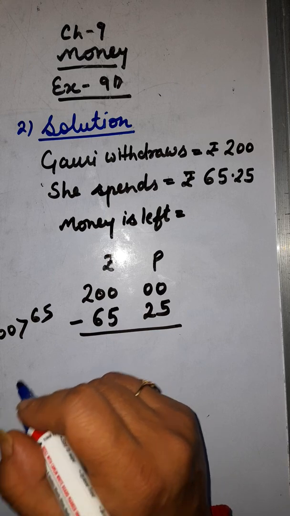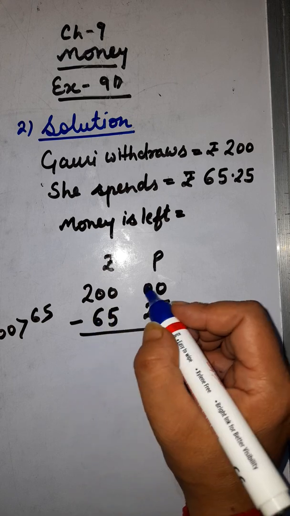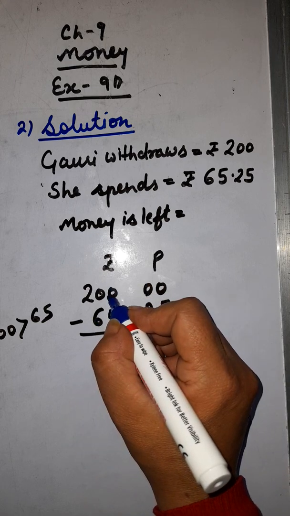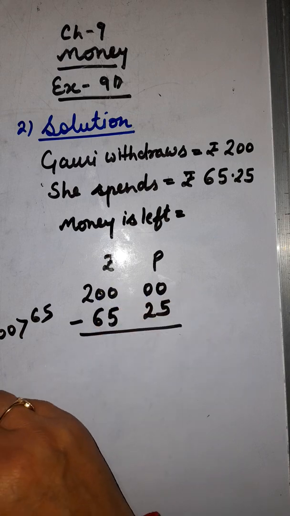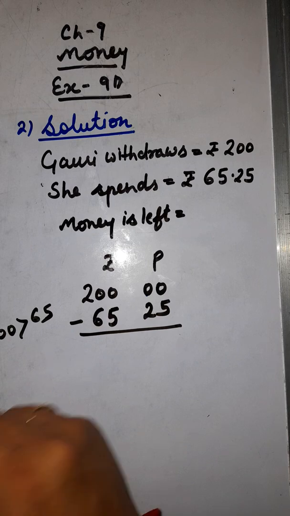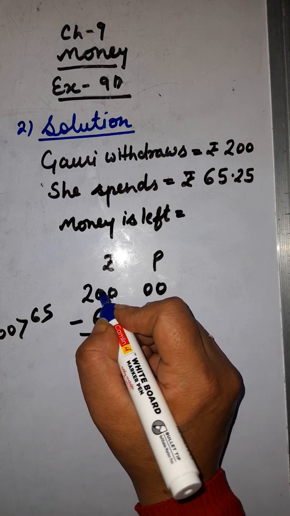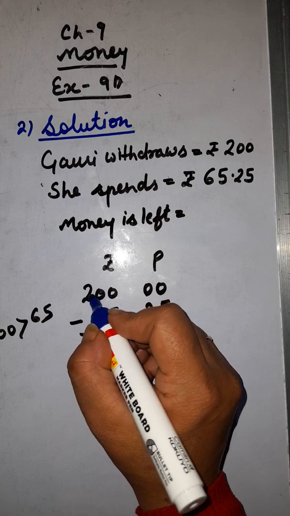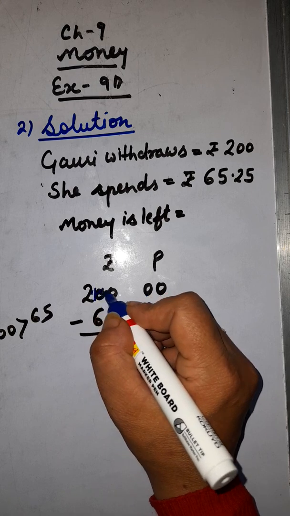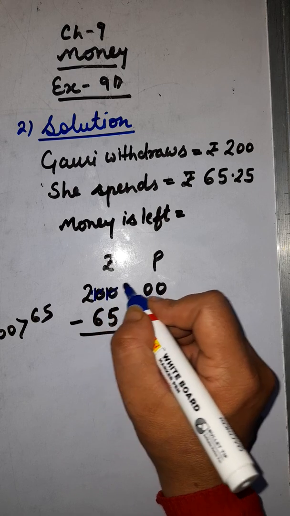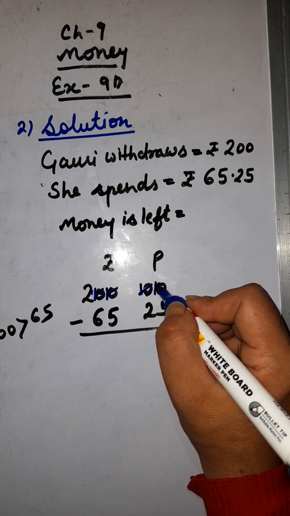We cannot subtract. So it will go to this place. Here also 0. Now it will go to this place, here also 0. It will go to this place, this is also 0. It will go to this place, this will give 1. It means that this 0 will borrow 1 from this side, so it will become 10 here. Now it will give 1 to this side, it will become 10. It will give 1 to this side, become 10. It will give 1 to this side, become 10.